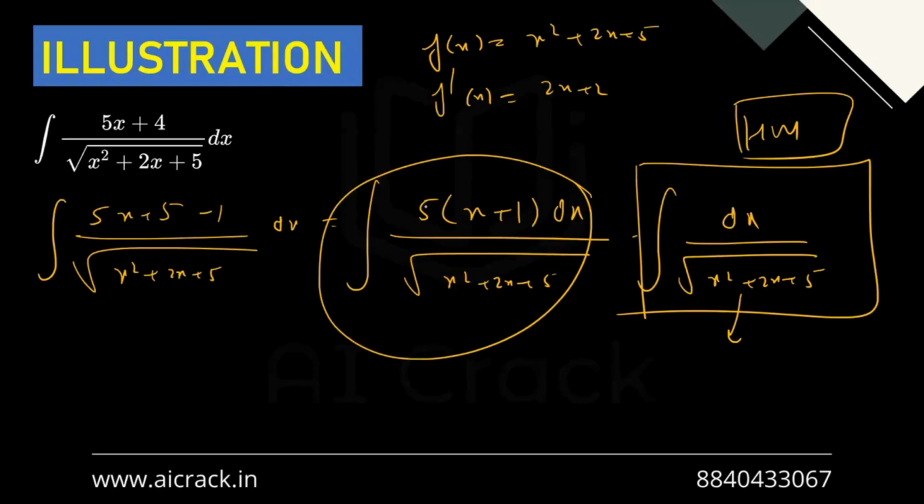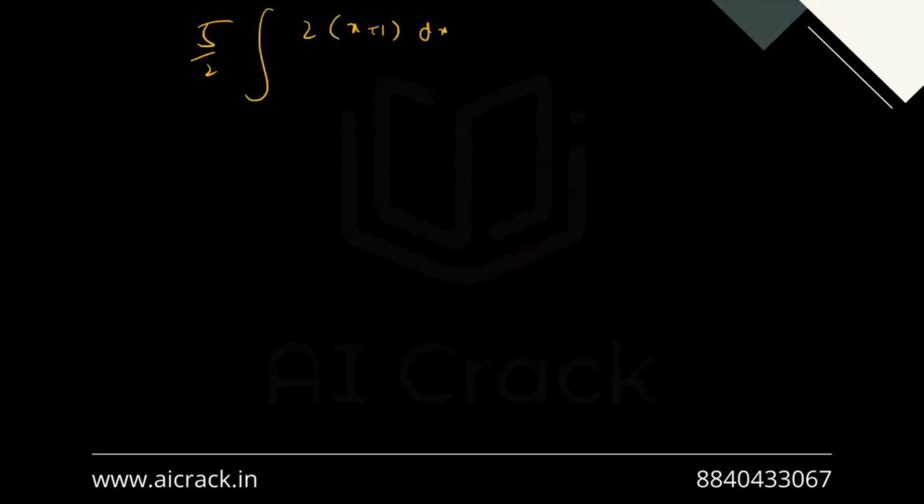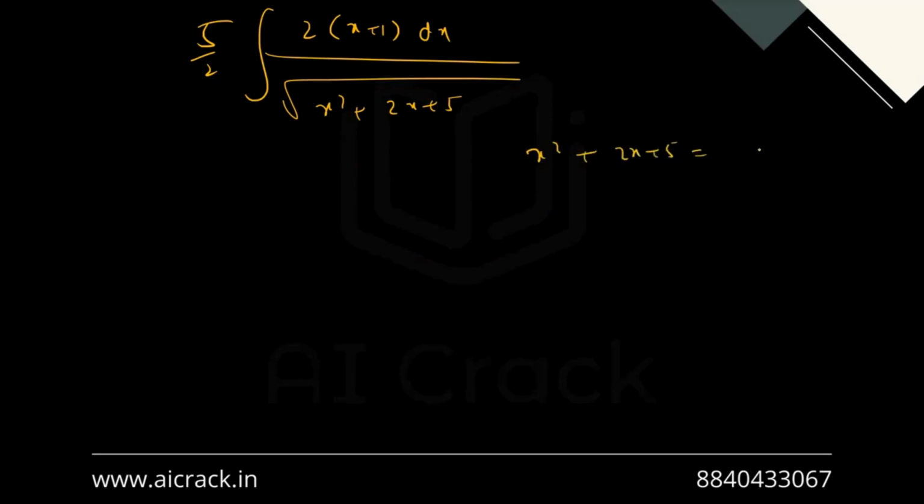I can write this as 5 by 2 times (2x plus 2), right? What we have done is we have multiplied and divided by 2, okay? So 5 by 2 times integral (2x plus 2) dx divided by under root x square plus 2x plus 5, right? Now I can see that this numerator has become the derivative of this one. So what we can do, we can take x square plus 2x plus 5 equal to t square, right? Now if you differentiate this one, we'll be getting (2x plus 2) dx equal to 2t dt, right?